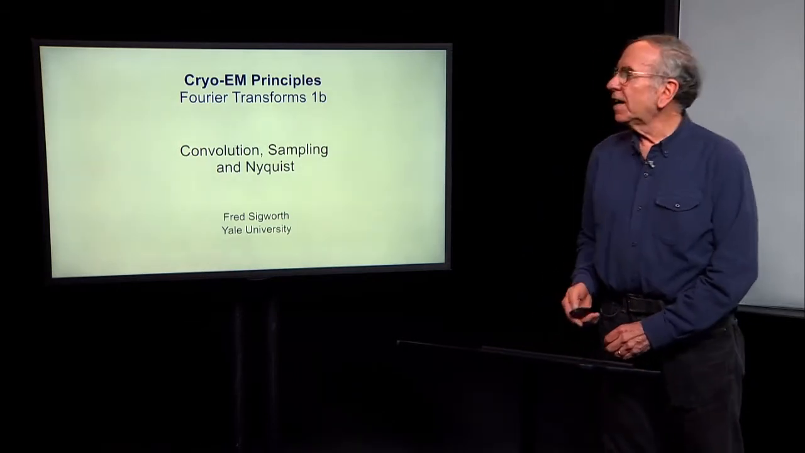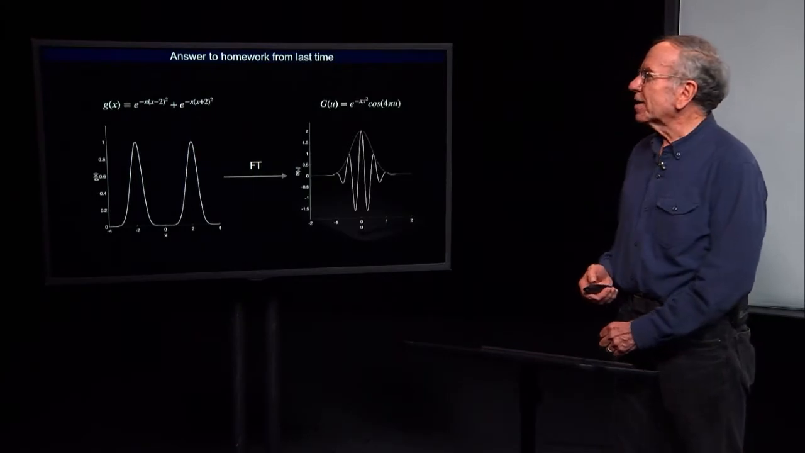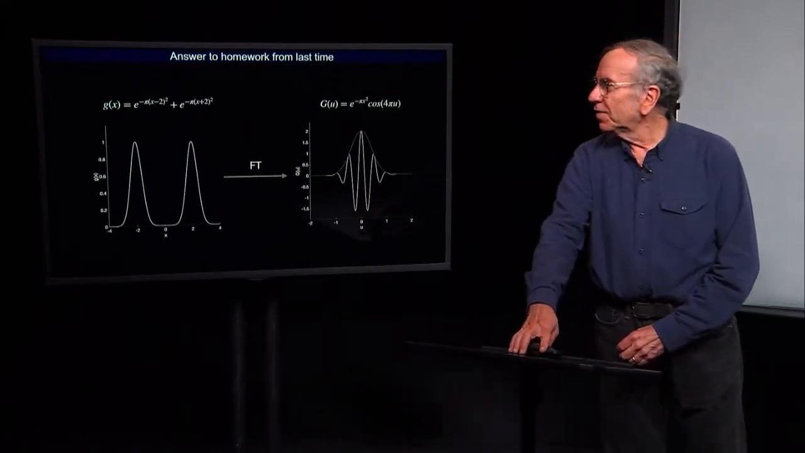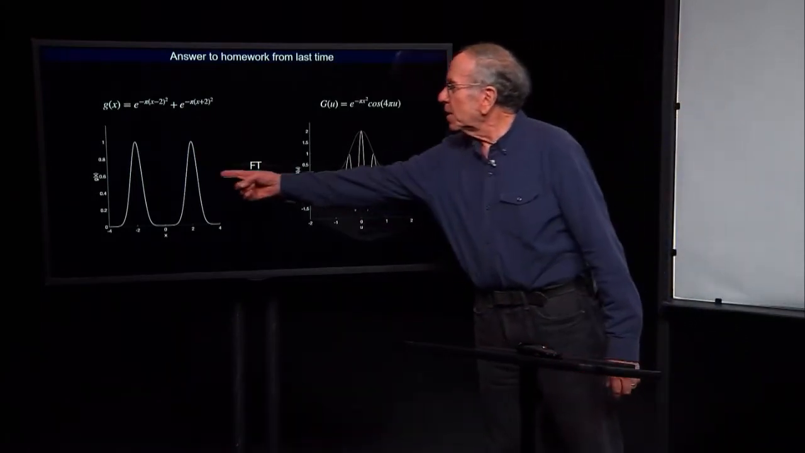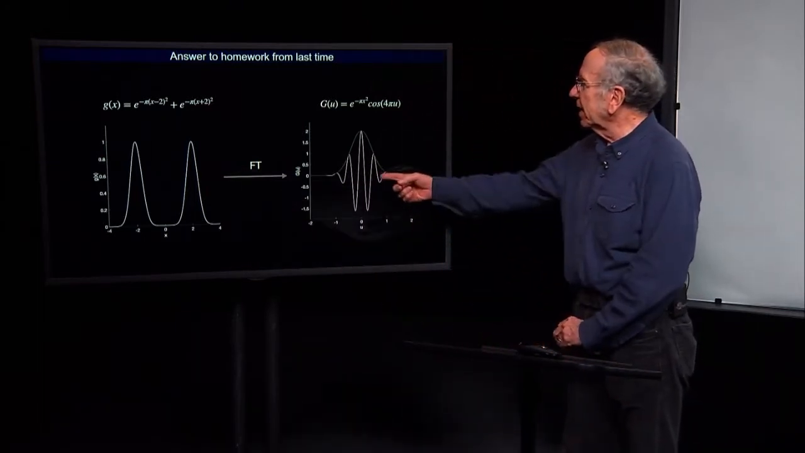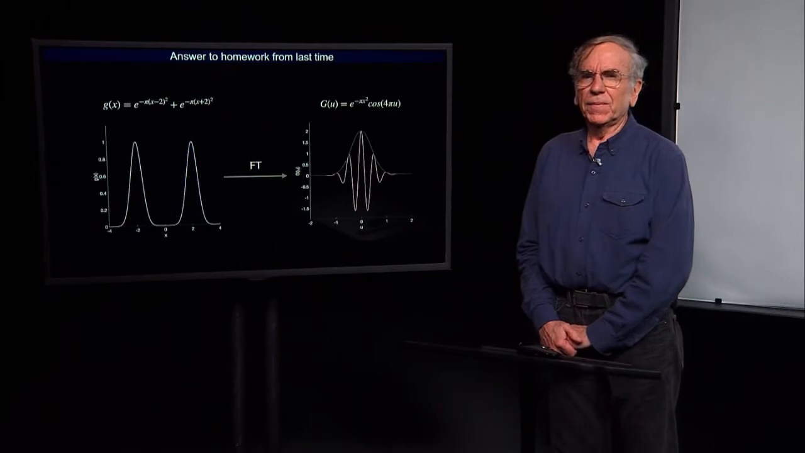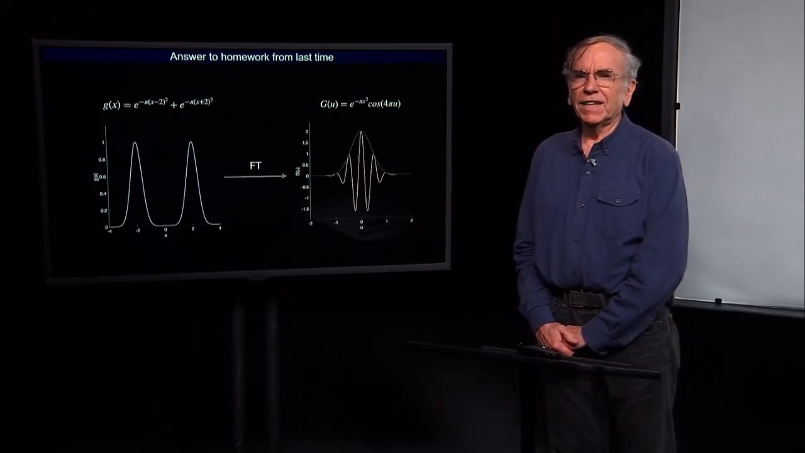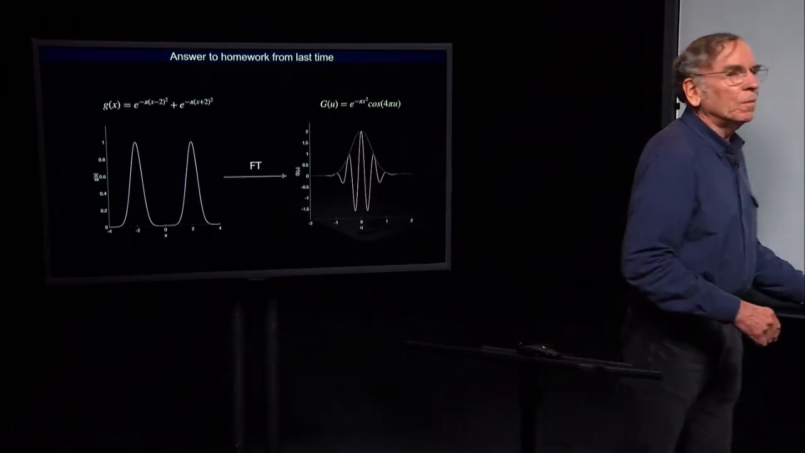But first, let's get to last time's homework. So I asked you to solve this problem, the sum of two Gaussian functions that are displaced from each other, and that's the Fourier transform. Now, hopefully you got that. Let's just see how one gets that.